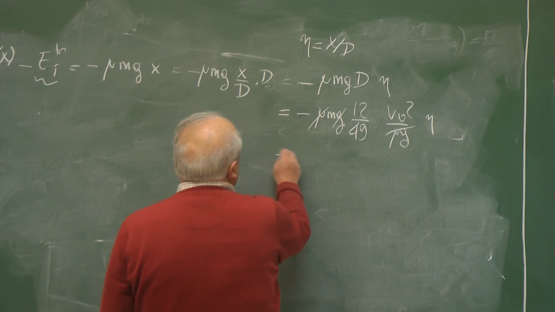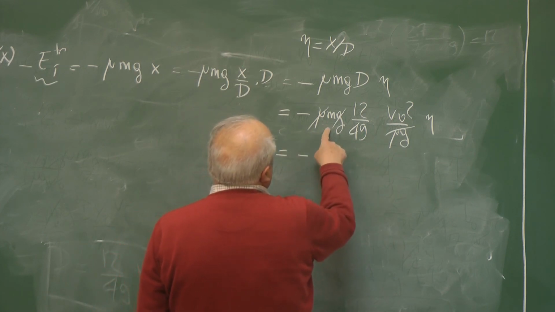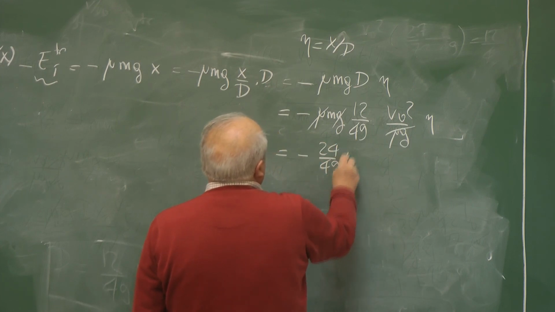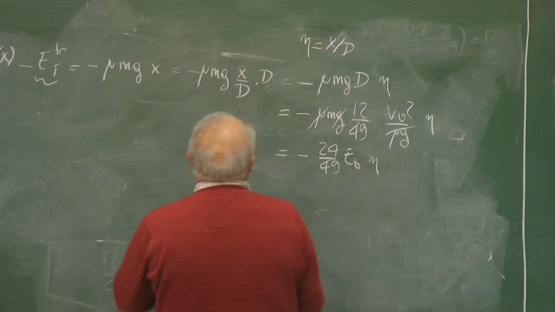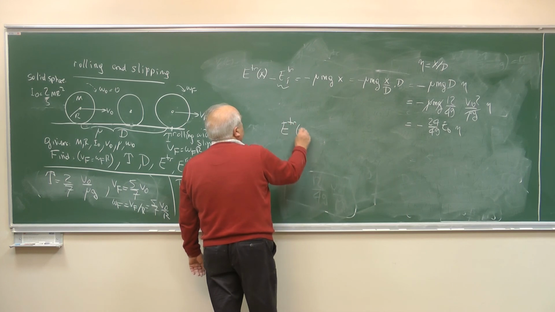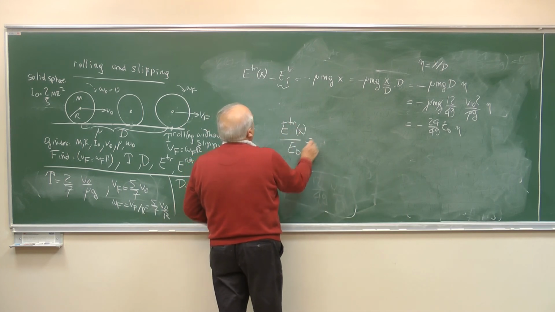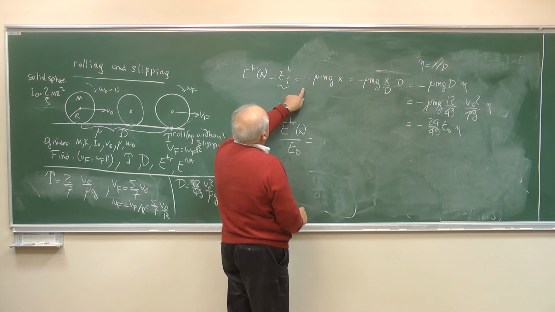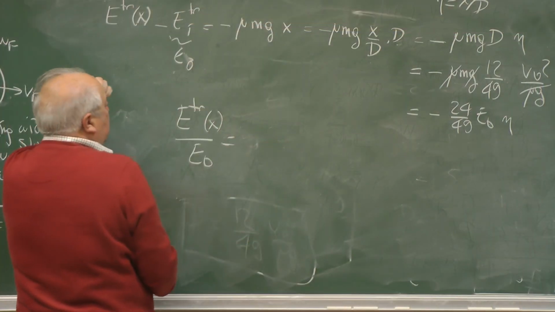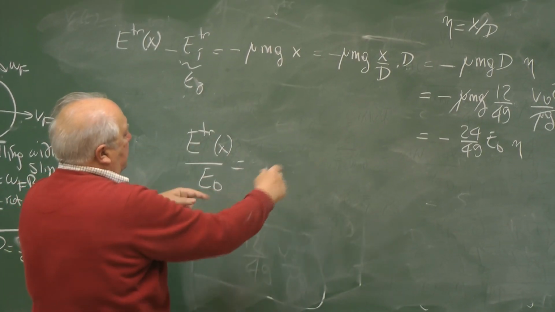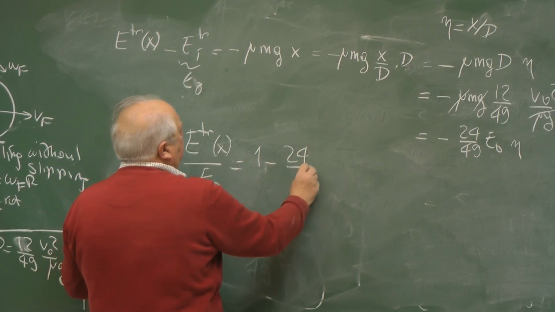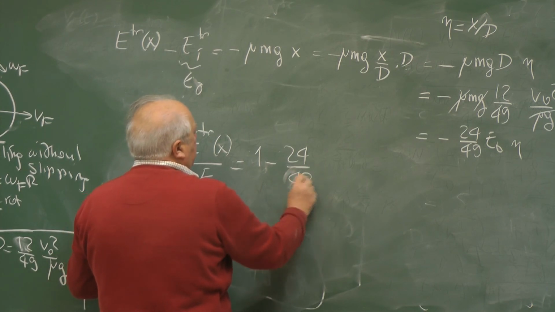And let me write as minus, I divide by 2, multiply by 2, minus 24 over 49 E0 eta. So that E translational at x divided by E0, I take this one to the right hand side, becomes plus E0. So I take E0 and divide. So it is 1 minus 24 over 49 eta.